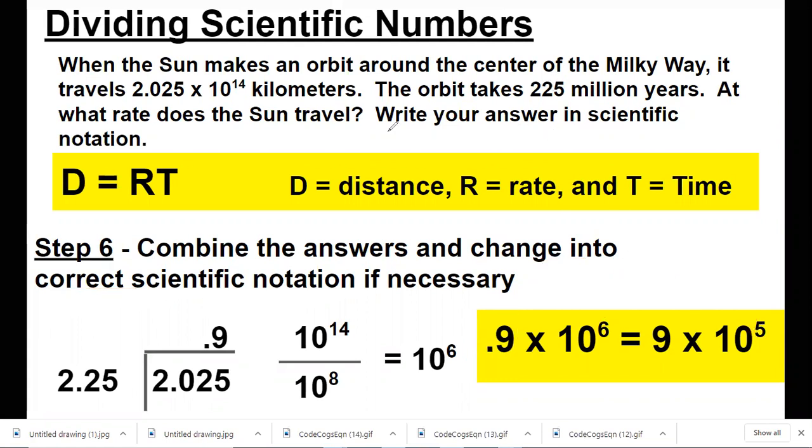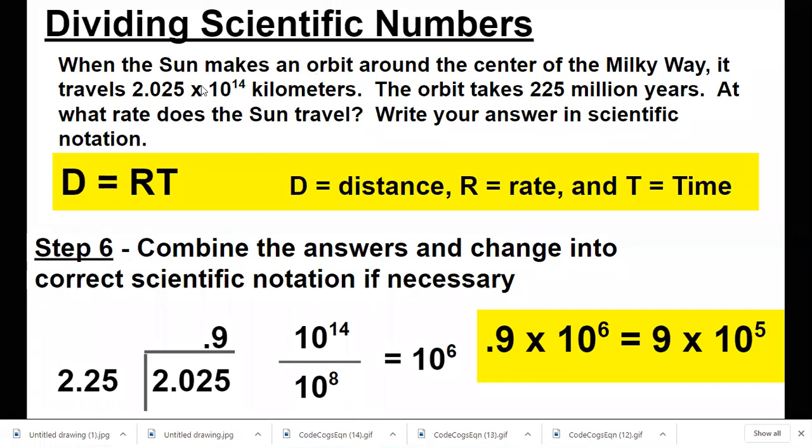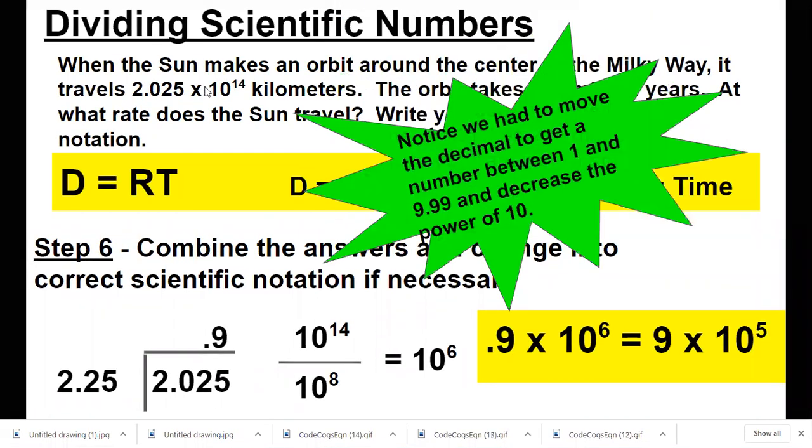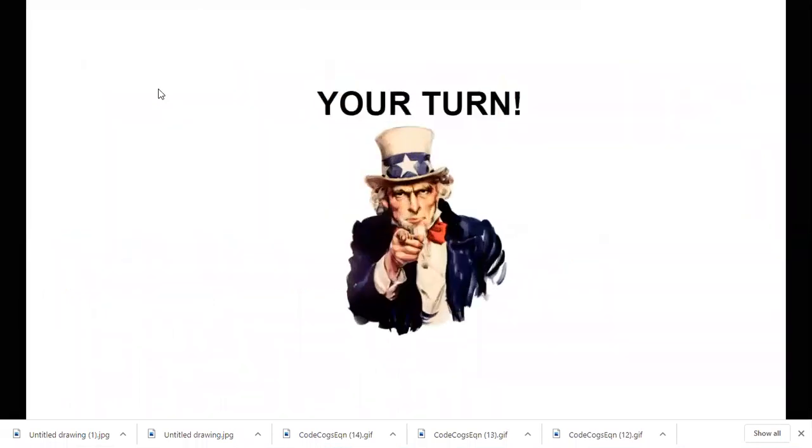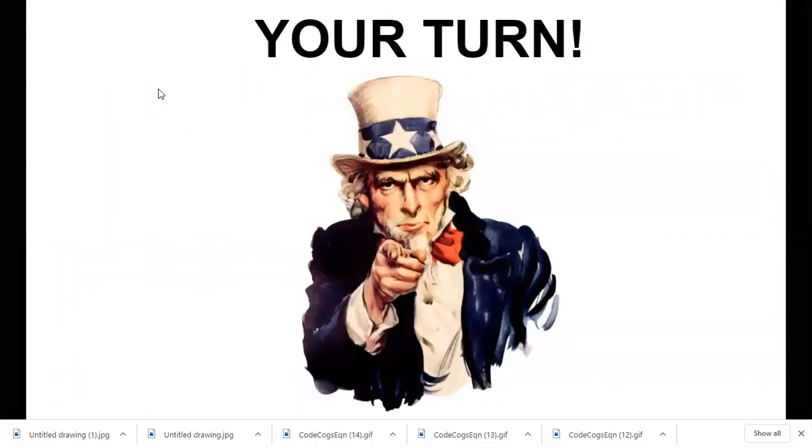I don't know if the answer is going to come up big and green. Oh, notice that we had to move the decimal to get a number between 1 and 9.99 and decrease the power of 10. We did that. Just talked about that. Okay, it's your turn to try a division problem. See you back in a moment.